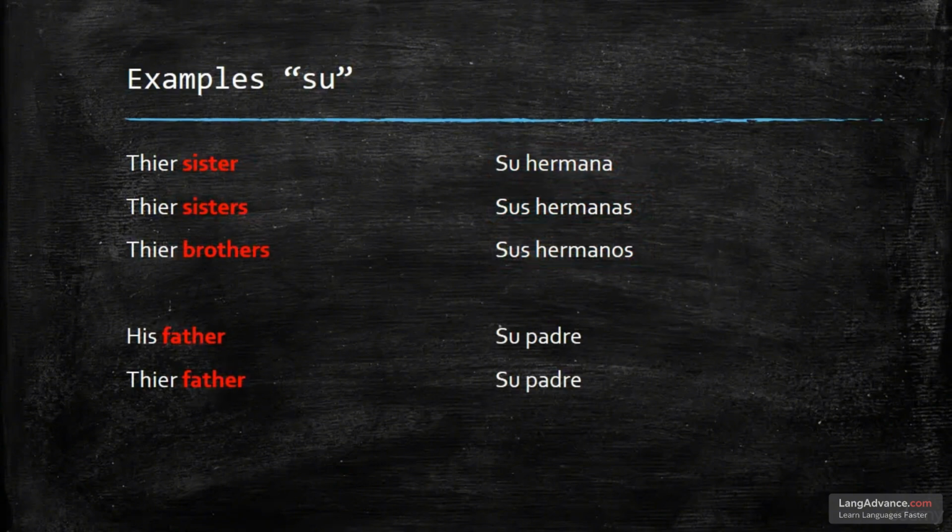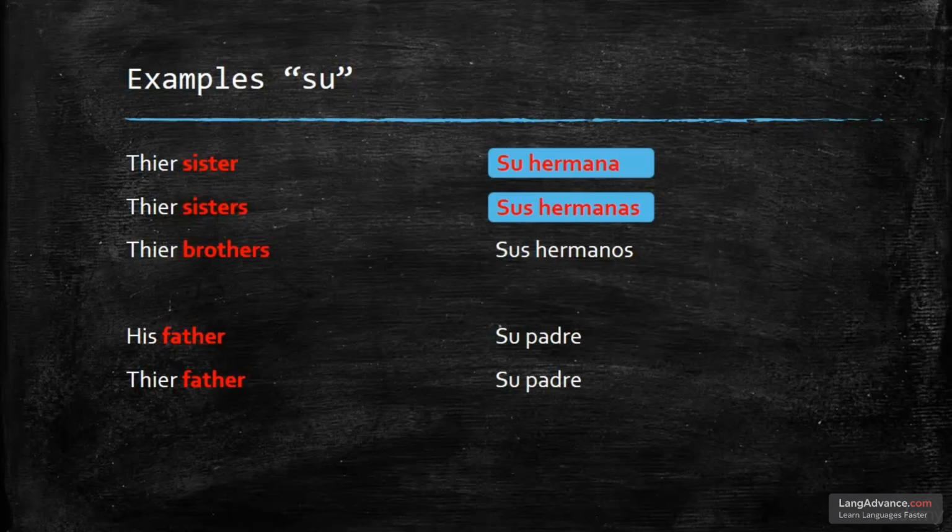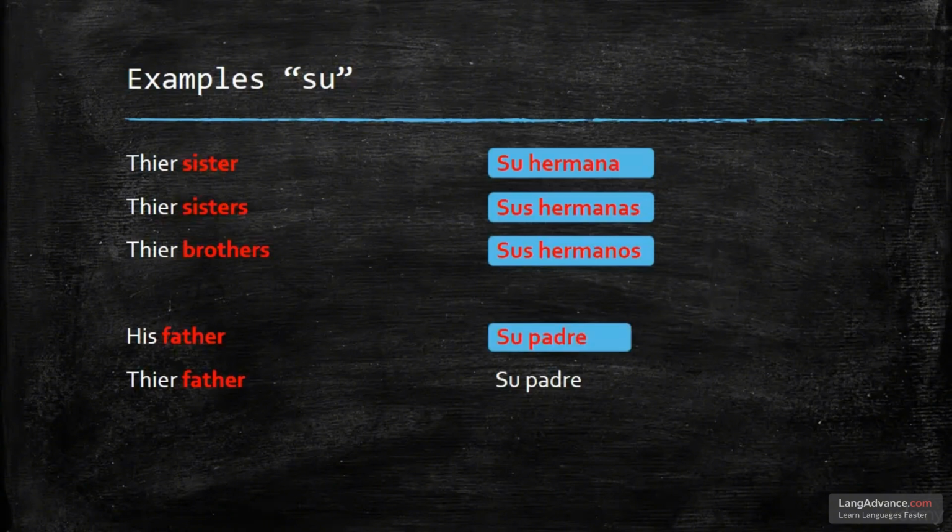Some more examples related to su. Their sister is translated as su hermana, and their sisters becomes sus hermanas, and their brothers is sus hermanos. His father becomes su padre. Their father is translated as su padre. Remember, the possessive adjectives agree or change based on the thing being possessed and not the possessor.